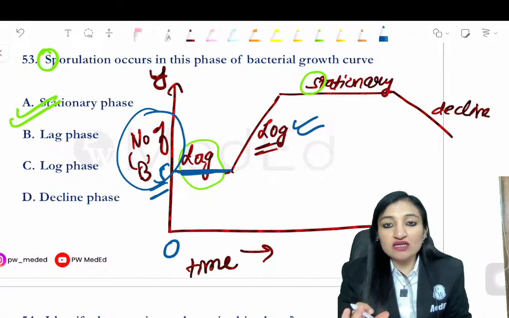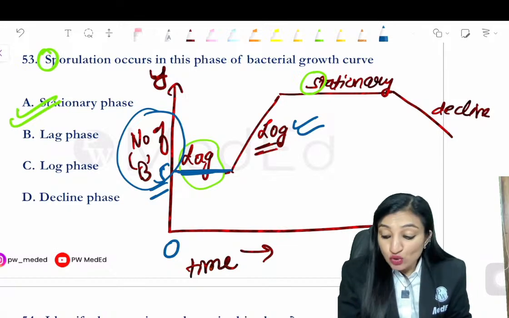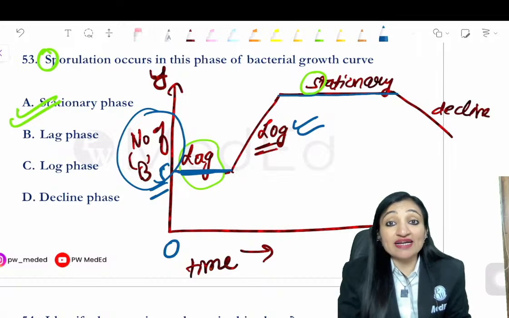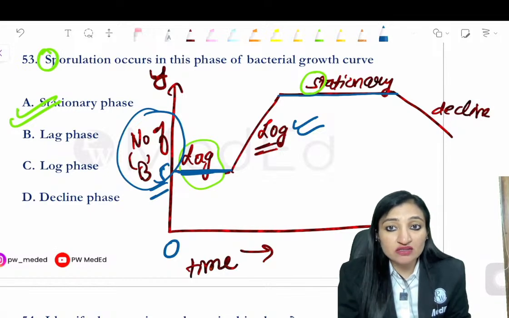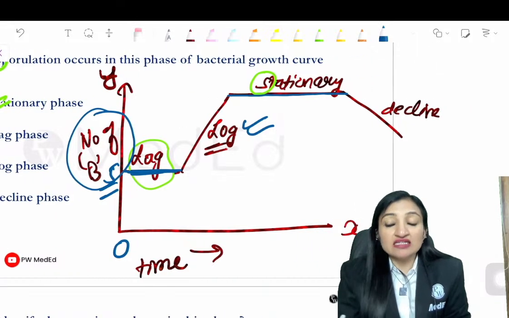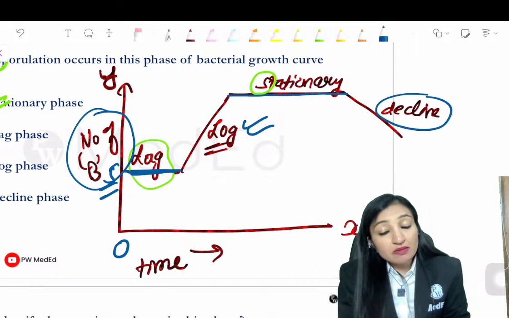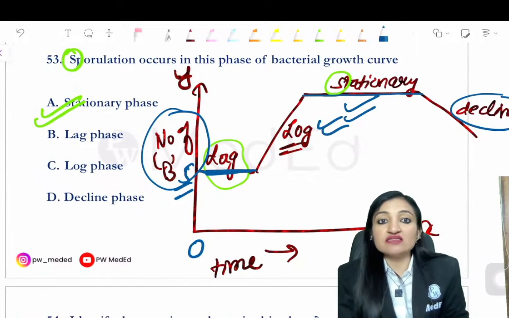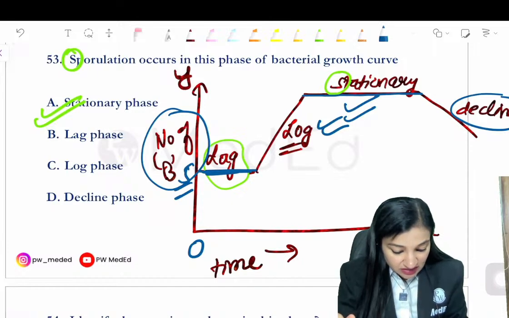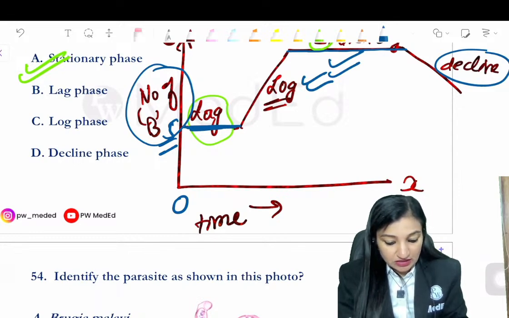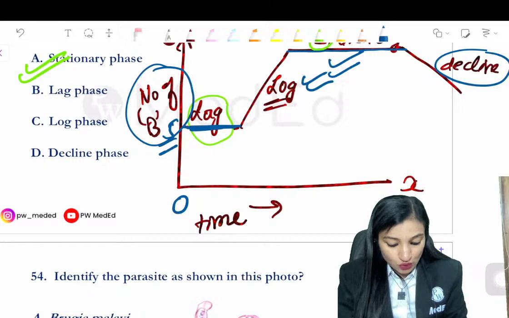So there will be competition, and some bacteria will die. A time will come when the number of living bacteria becomes equal to the number of dying bacteria. We call that the stationary phase. As time passes further, there will be more dying bacteria than living bacteria. That is known as the phase of decline. So the unfavorable conditions set in during the stationary phase, and sporulation or spore formation therefore occurs in the stationary phase. Is this clear? Yes or no, guys?